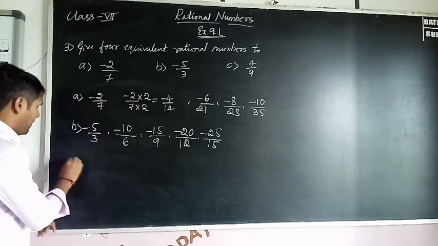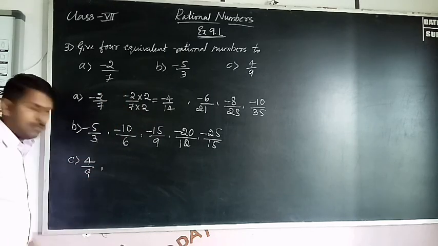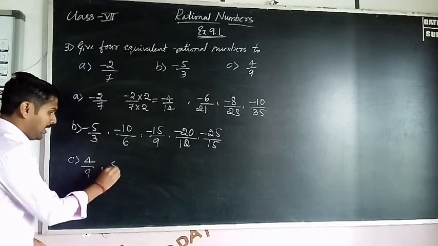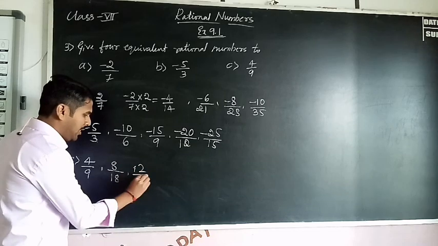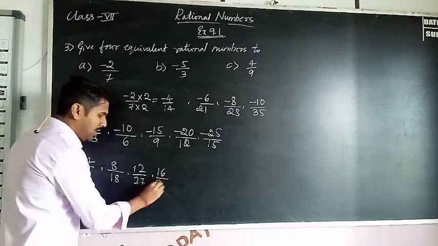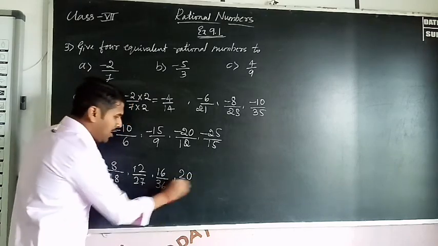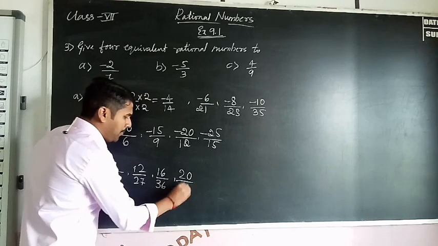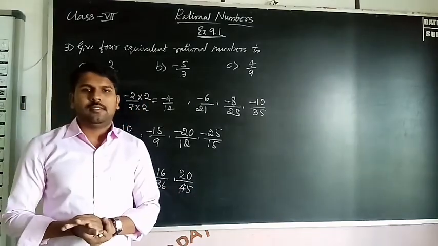So the last one, 4 by 9. Here 1 is there: 4 ones are 4, 9 ones are 9. 4 twos are 8, 9 twos are 18. 4 threes are 12, 9 threes are 27. 4 fours are 16, 9 fours are 36. 4 fives are 20, 9 fives are 45. So these are the next 4 rational numbers.